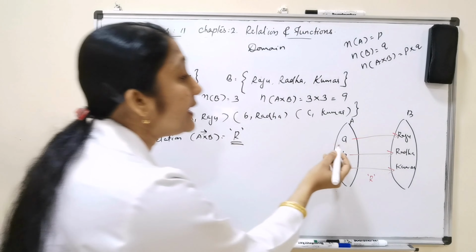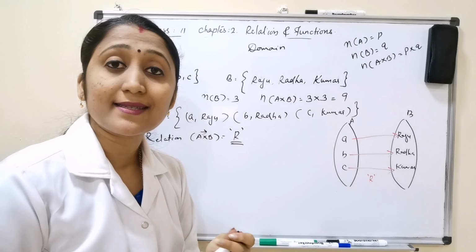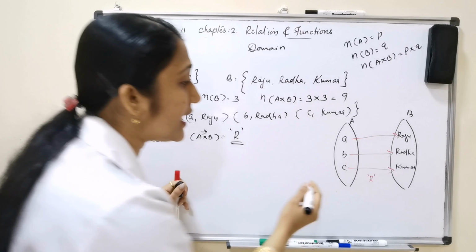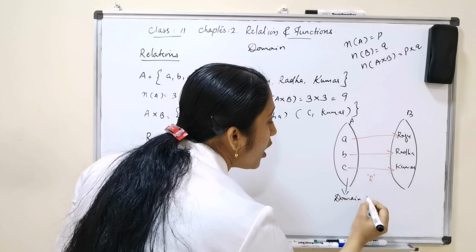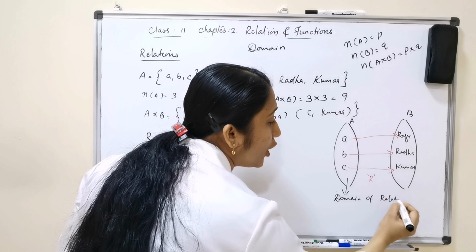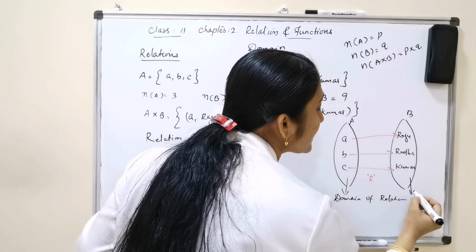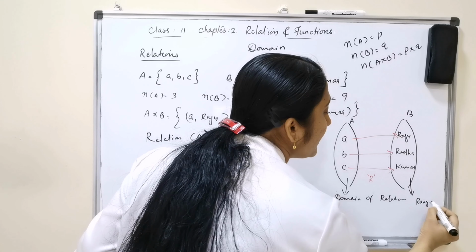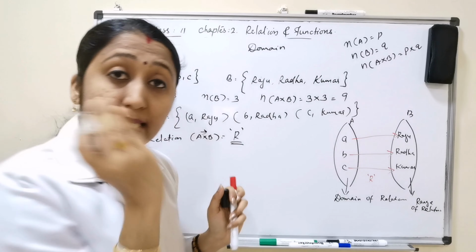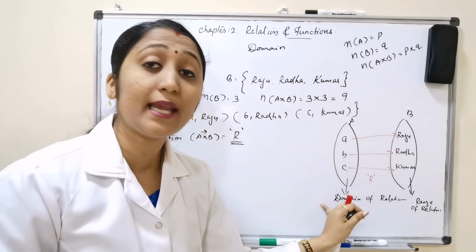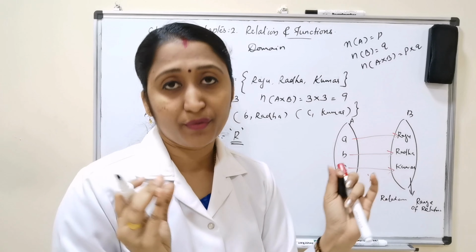In the relation R, all elements of A are called the domain of the relation. And B is called the range of the relation. So set A is called the domain of the relation and set B is called the range of the relation.